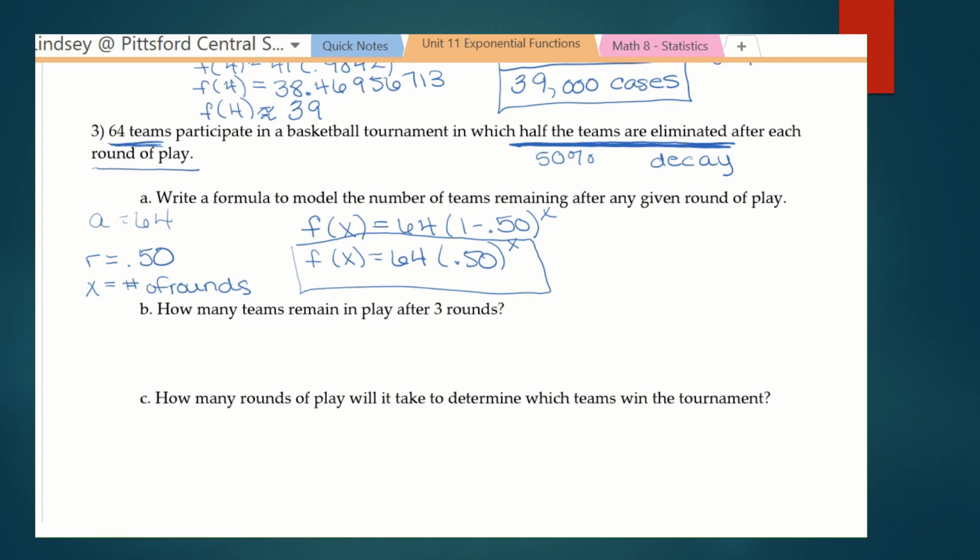How many teams remain after 3 rounds? All right, so this 3 rounds right here tells us that x is 3. So let's go ahead and plug that in. So f of 3 equals 64 times 0.5 raised to the power of 3. And again, ignoring the left side, just go ahead and type this into your calculator exactly as you see it. 64, parentheses, 0.50, close the parentheses, raised to the power of 3. So how many teams will remain after 3 rounds? We get 8 teams.